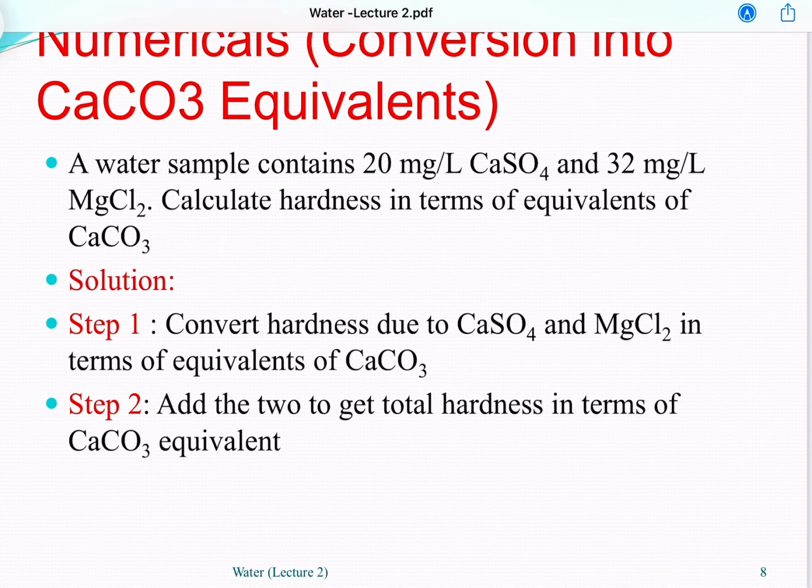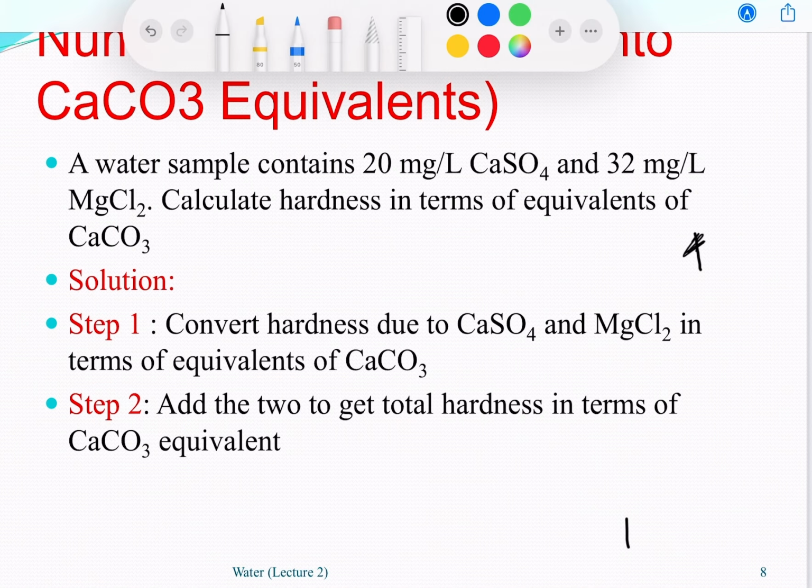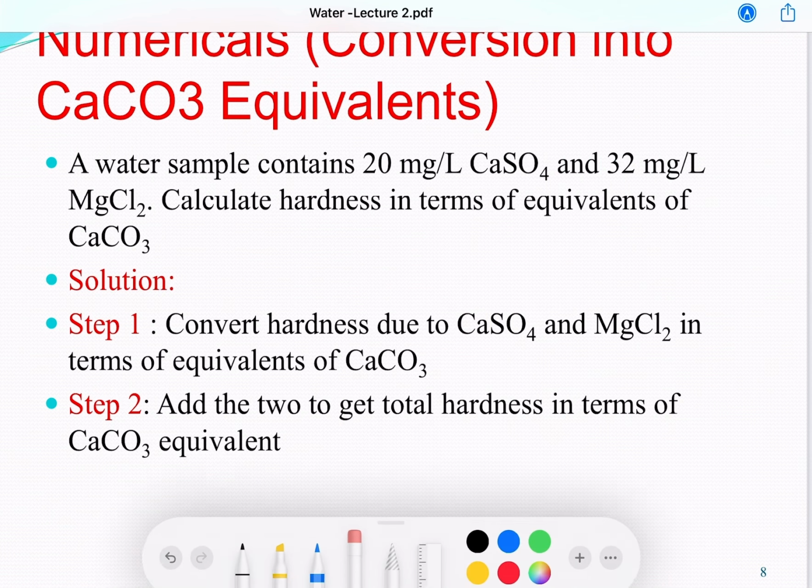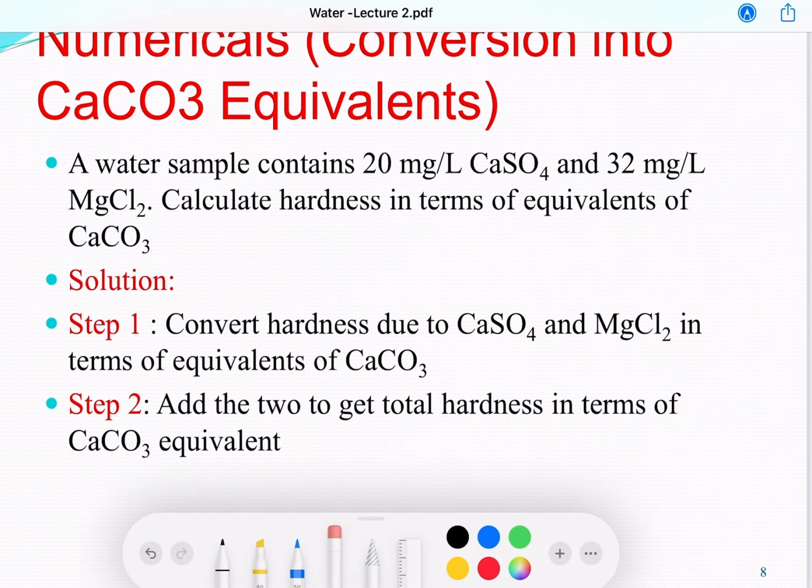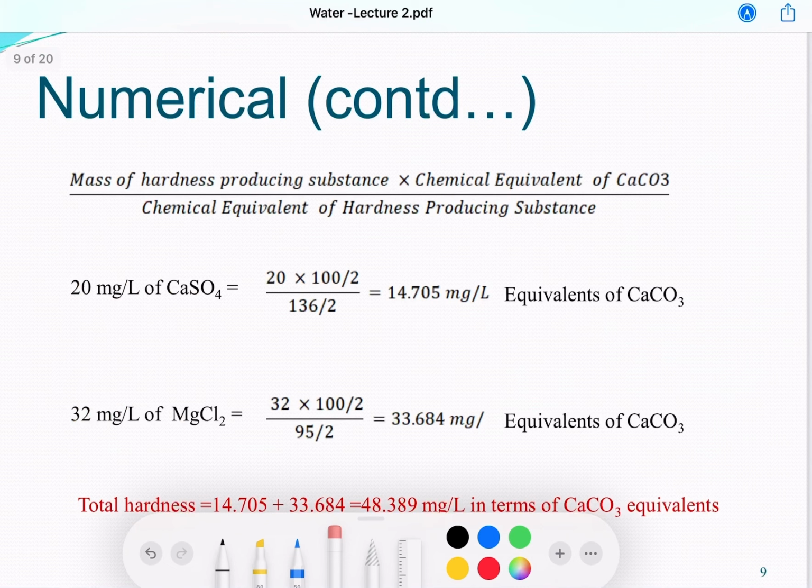Now this is another numerical. A water sample contains 20 milligram per liter of calcium sulfate and 32 milligrams per liter of magnesium chloride. Calculate the hardness in terms of equivalents of CaCO3. In the solution, step 1, you have to convert each into equivalents of CaCO3 and then add to get the total hardness. So how are we going to do that? Let us see what we have done here.